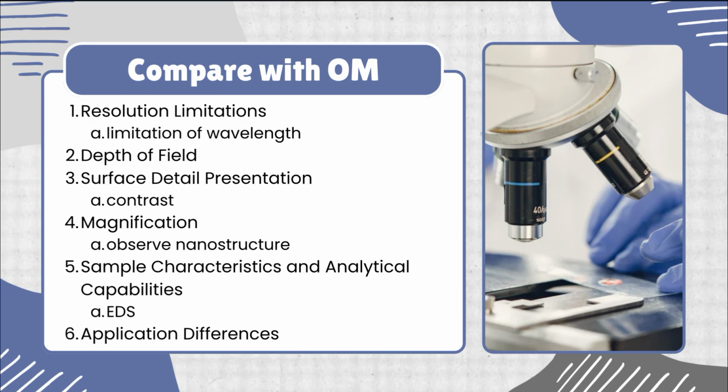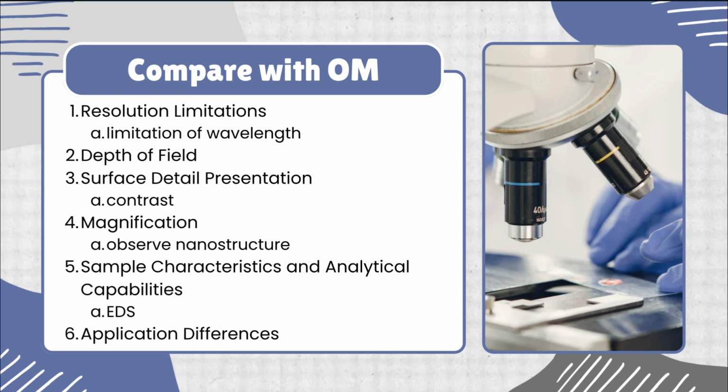Why use a scanning electron microscope instead of an optical microscope for observing microstructures? They have 6 opinions in this paper. First is resolution limitations. Second is depth of field. Third is surface detail presentation. Fourth is magnification. Fifth is sample characteristics and analytical capabilities. Sixth is application difference. Okay, I will use SEM to compare with OM.